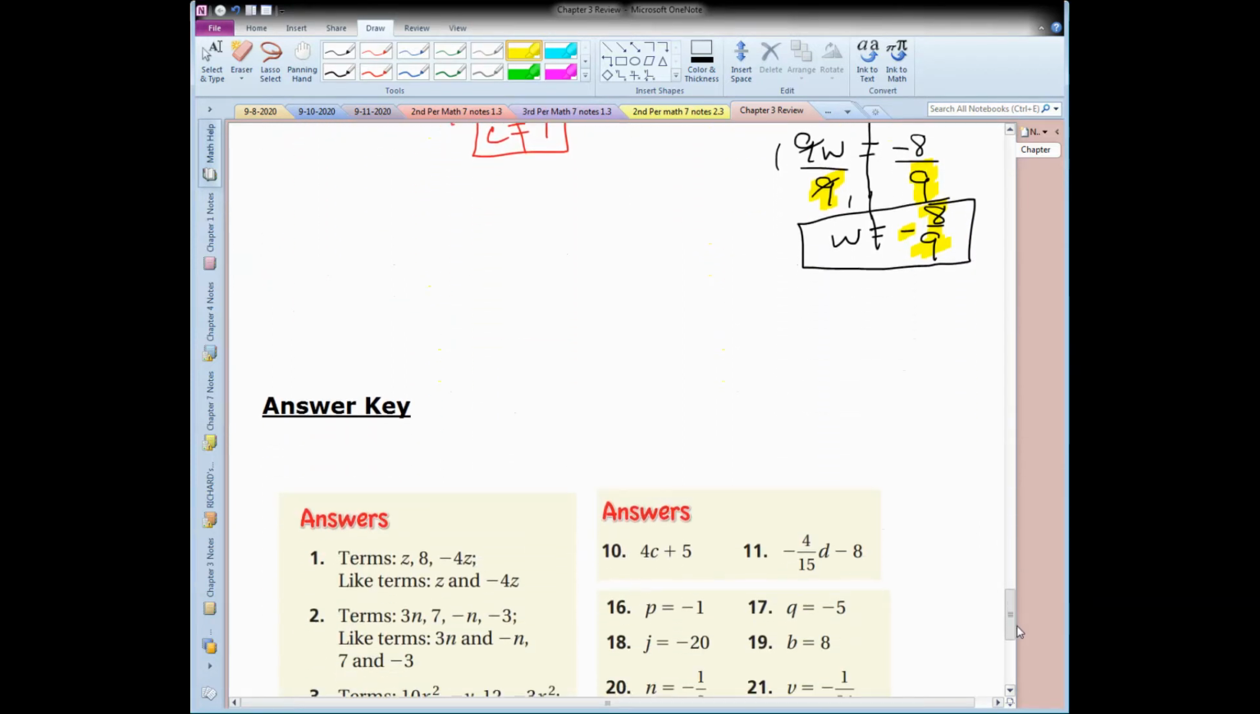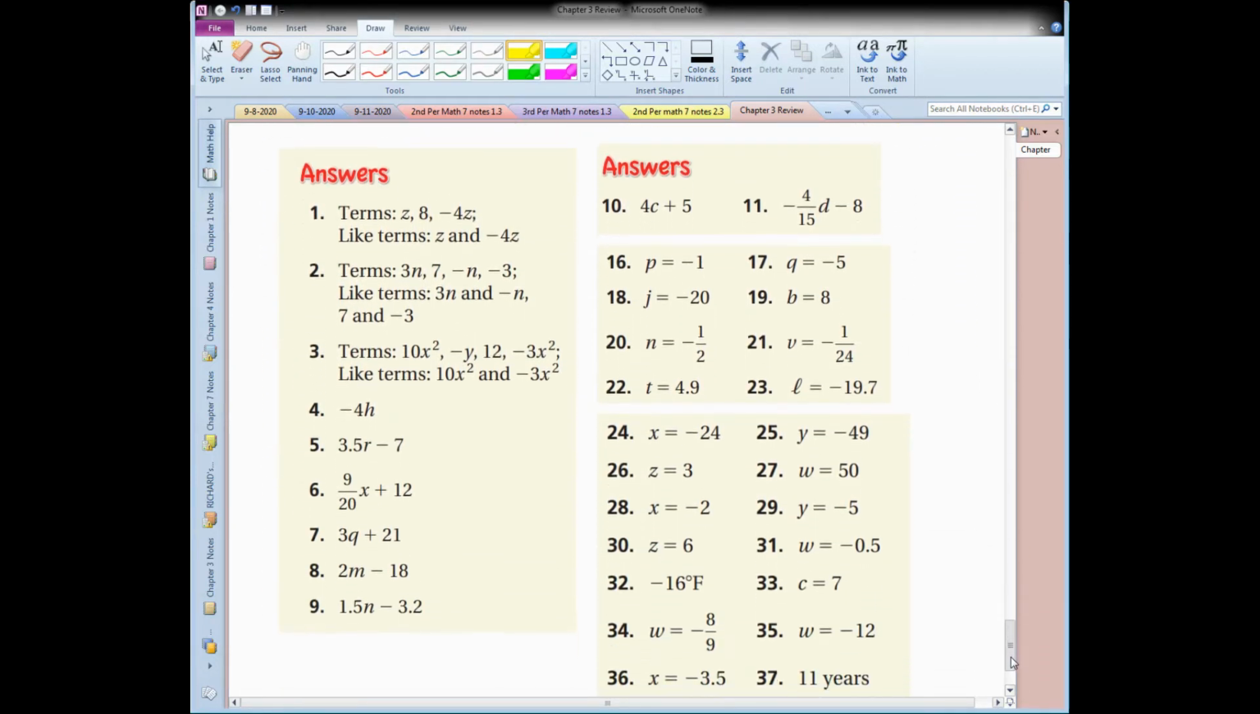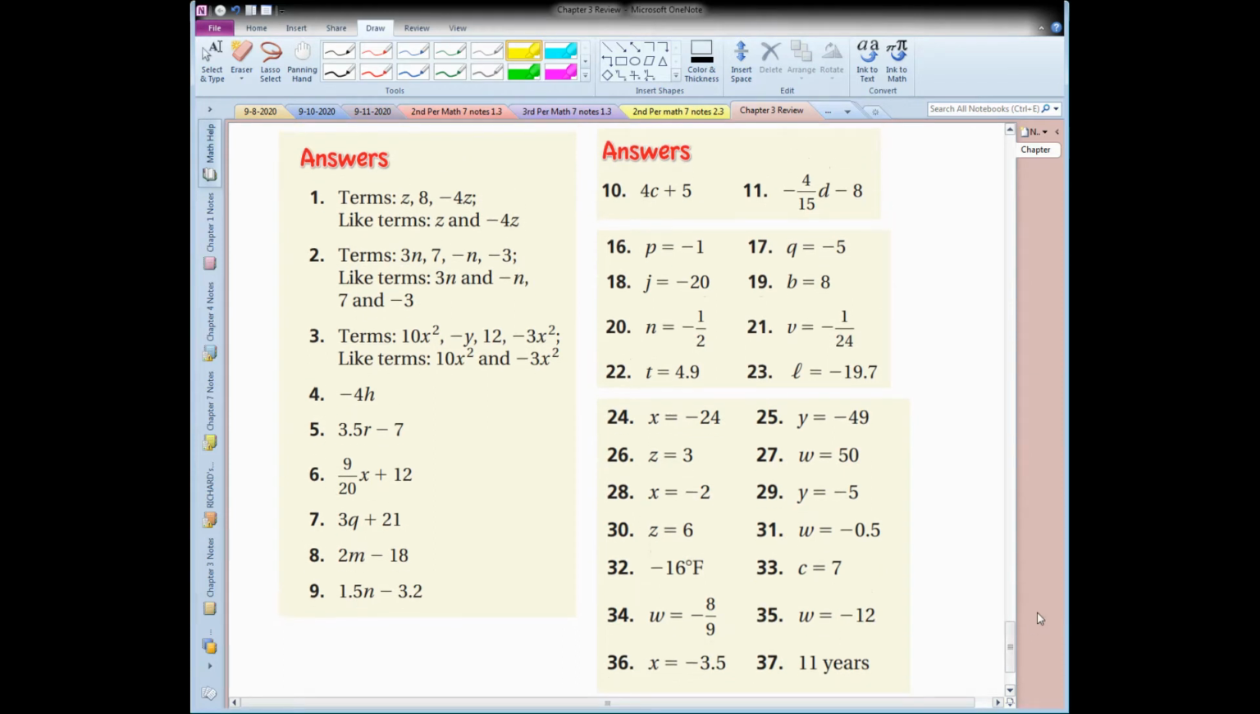You'll see down here, and I'll stop the video down here at this part, you can see that the answer key is here. So you can go back and check your answers. And again, I recommend working these problems out. That's the only way to get better at this stuff, is to do it, is to practice, okay?